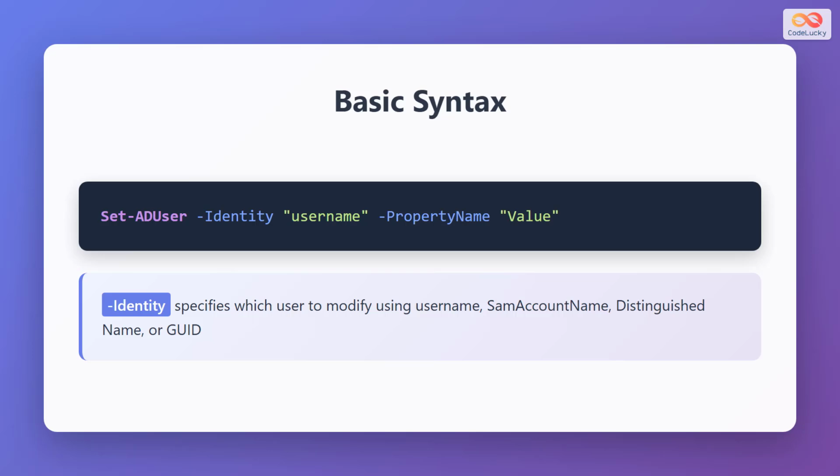Let's look at the basic syntax of Set-ADUser. The command structure is straightforward. You start with Set-ADUser, followed by the -Identity parameter, which specifies which user account you want to modify. The Identity parameter accepts various formats including the username, SAM account name, distinguished name, or GUID. After specifying the identity, you add the property name you want to change, followed by the new value for that property. This simple structure makes it easy to update any user attribute in Active Directory. The -Identity parameter is mandatory because it tells PowerShell exactly which user account needs to be modified.